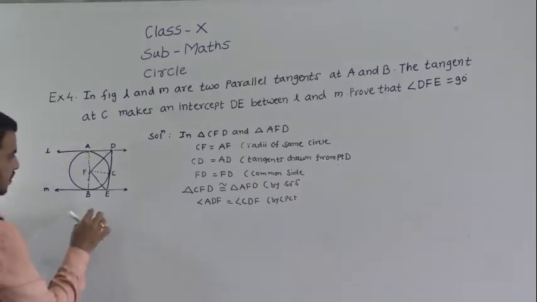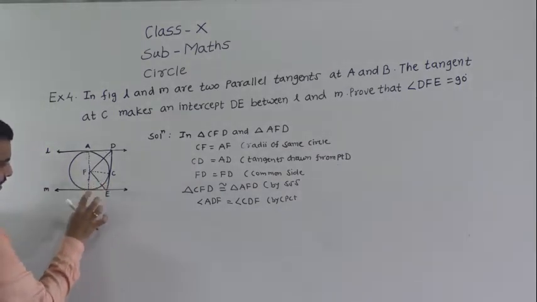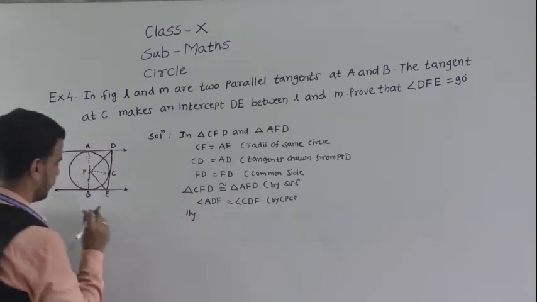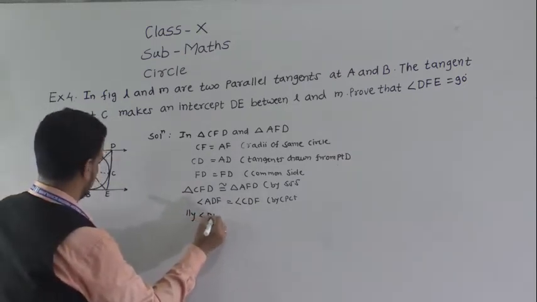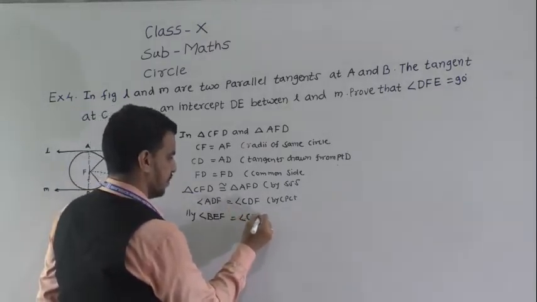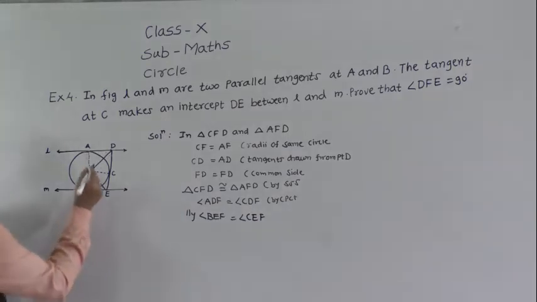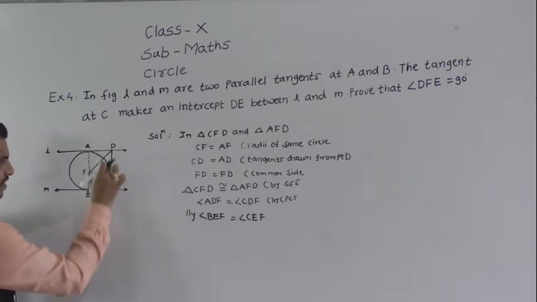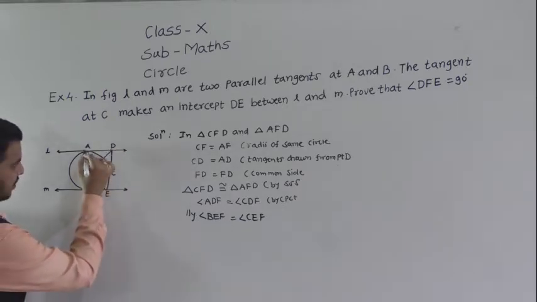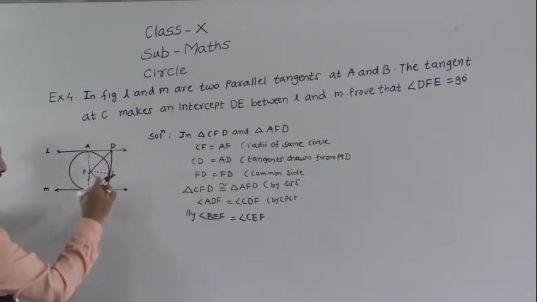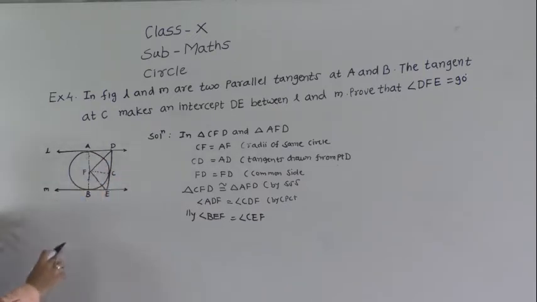Similarly we can show that triangles BEF and CEF are congruent, and these two angles are equal. So similarly we can write angle BEF is equal to angle CEF. Now here L and M are two parallel tangents, and if we suppose that DE is a transversal, then angle ADE and angle BED are alternate interior angles, so the sum of these angles is 180 degrees.